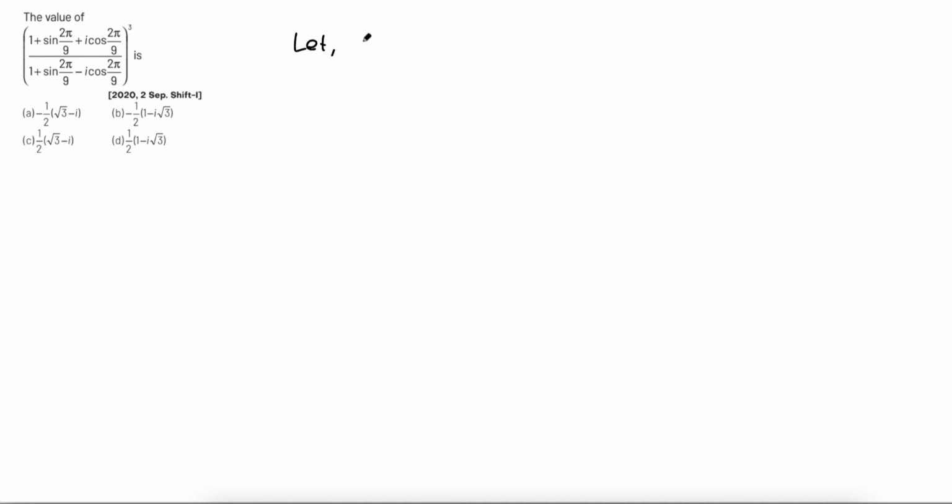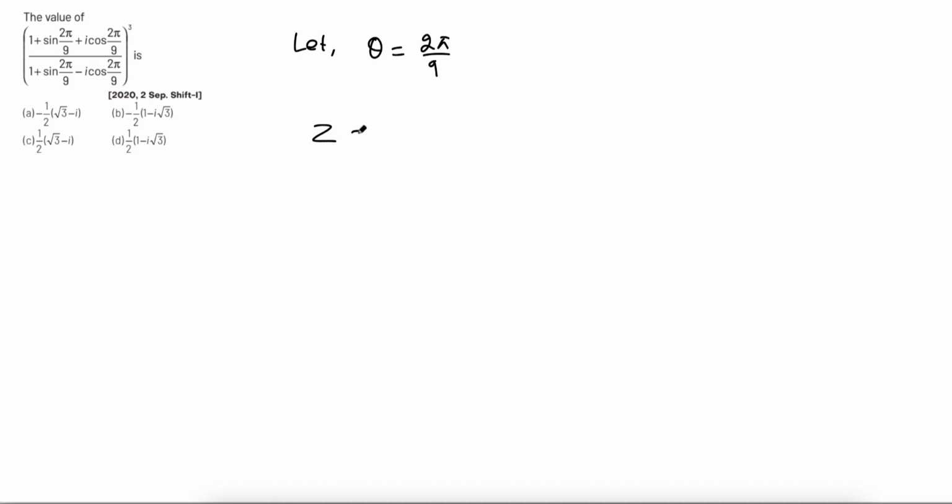I'm assuming this because we don't know the value of sine 2 pi by 9, so it's better to assume some value. So let theta equal 2 pi by 9. Correct? Now, this expression, power 3, leave it. Power 3 we will do later. We'll just try to expand this.